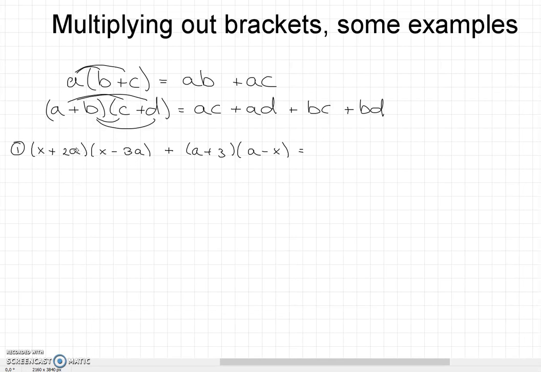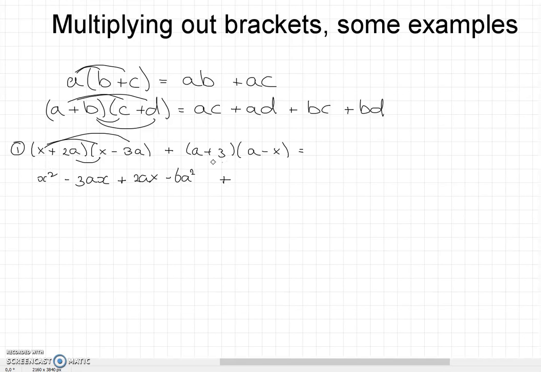The first thing we do is multiply out the brackets on this product and multiply out the brackets on this product. So here we have x times x, so that becomes x squared. Then x times negative 3a is negative 3ax. 2a times x is plus 2ax. 2a times negative 3a is negative 6a squared. Don't forget the square.